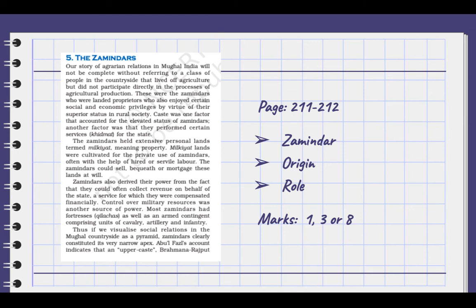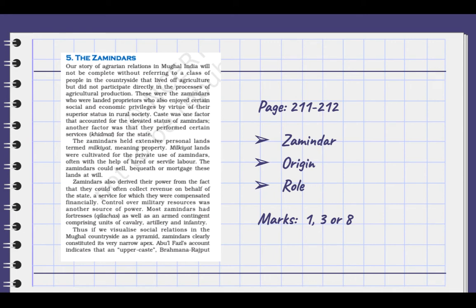Then we come to page 211 to 212. We talk about the zamindars, and here where the zamindars originated from, what were the different ways in which they extended the land under their control, that some of the zamindars were agents of the state, yet there were other zamindars who were against the state and often led rebellions, especially peasant rebellions against the rulers.